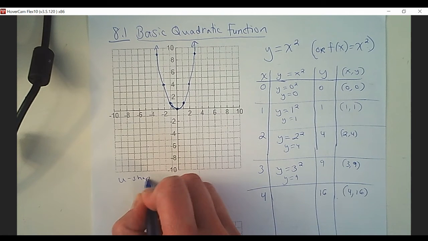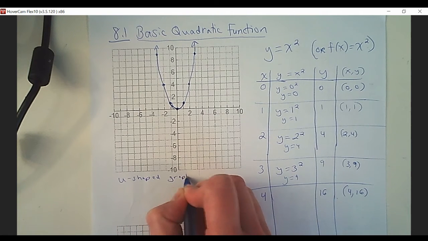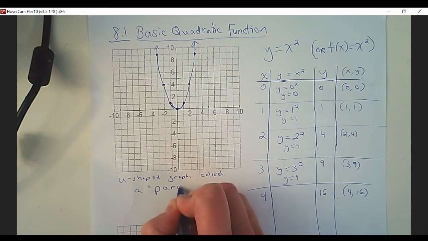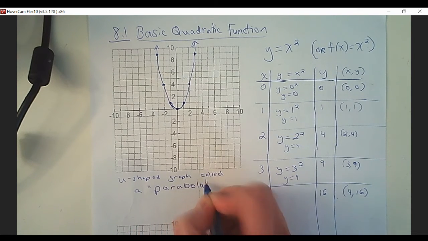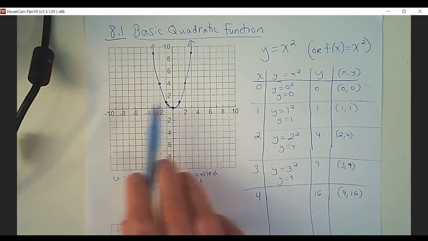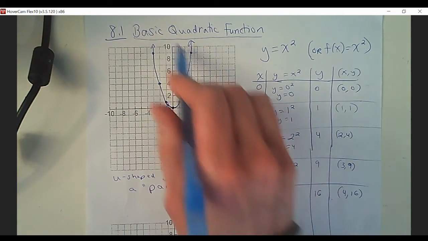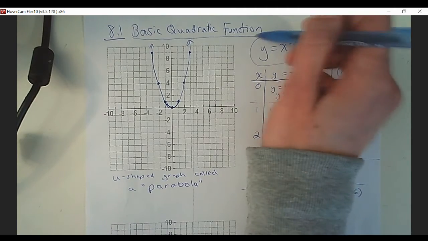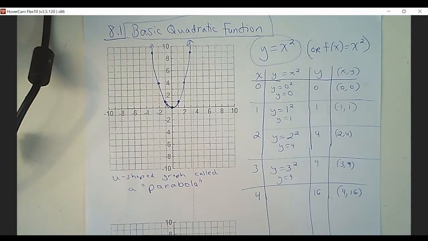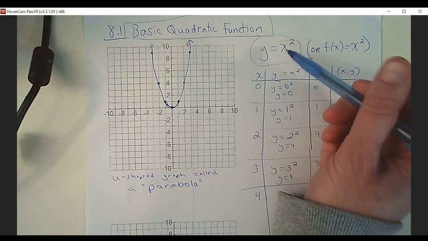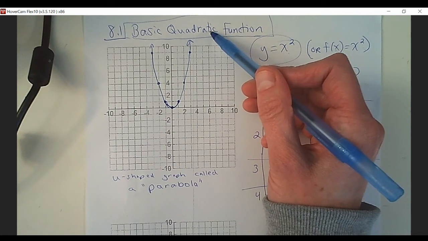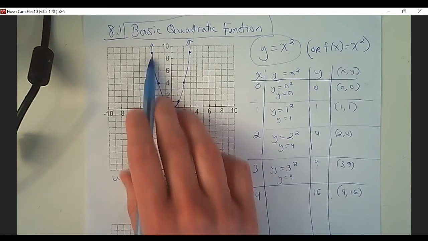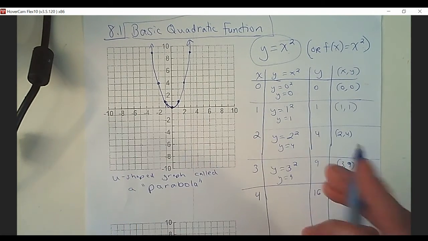Let's write that down. U-shaped graph called a parabola. That probably is a new word for you. So parabola is the special name for this type of U-shaped graph that you get when you graph y equals x squared, which is called a quadratic function. That's a lot of new words today. So the equation is this. It's a quadratic function, and the shape of the graph is a parabola when it's this U-shaped graph like that.